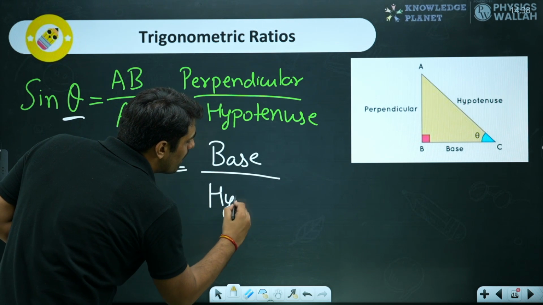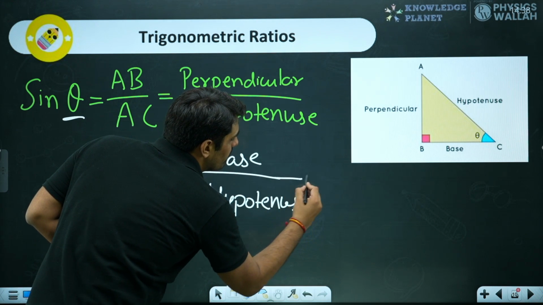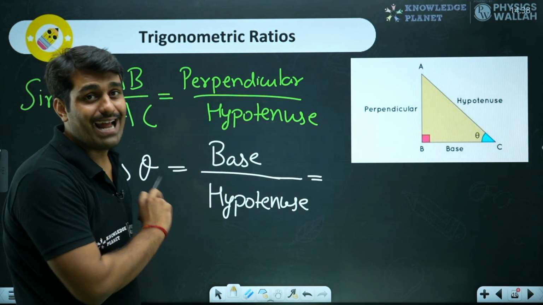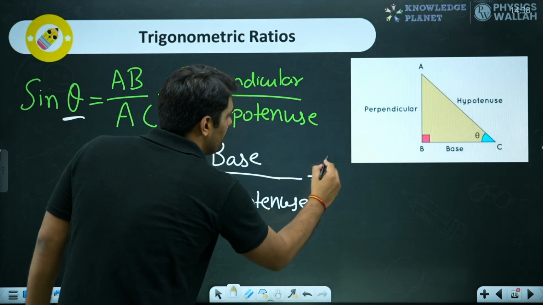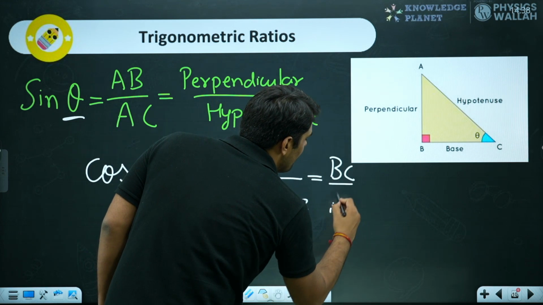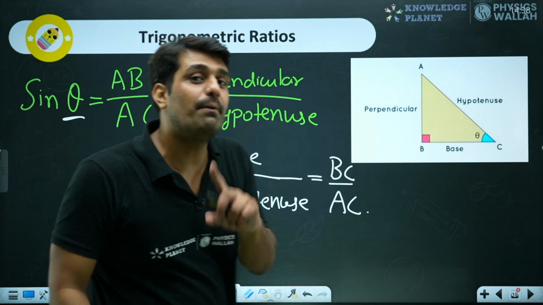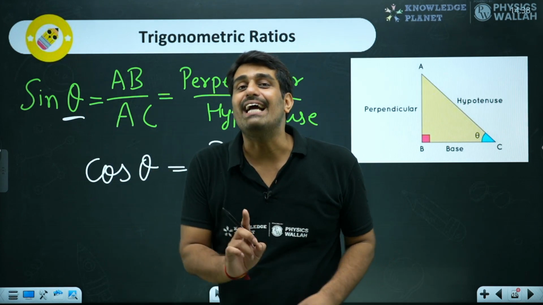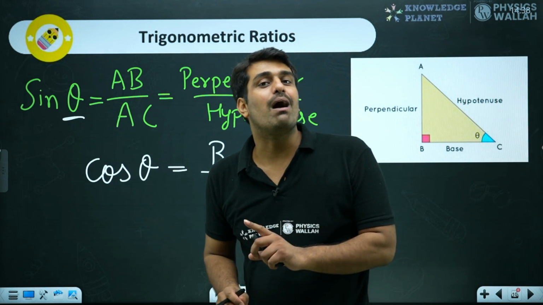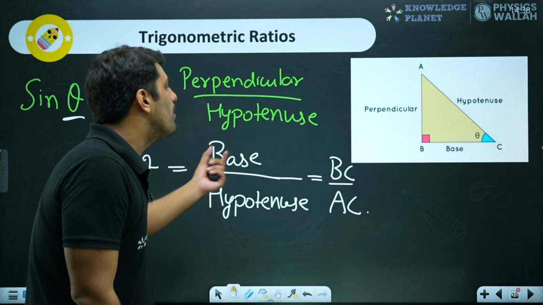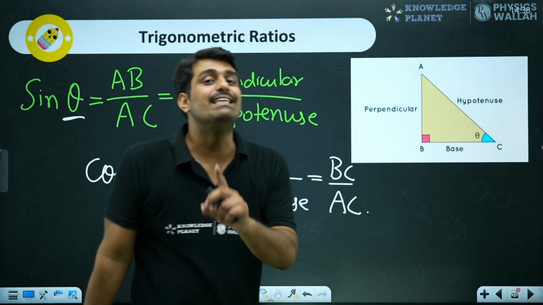You can also write this as the adjacent side divided by the hypotenuse. Over here for this particular triangle, the name would be BC divided by AC. Alright, so this is cos theta. Cos theta relates the base to the hypotenuse, and sine theta relates the perpendicular to the hypotenuse. And again, this base and perpendicular will depend upon where you are standing, where you are viewing from, or what theta is over here.